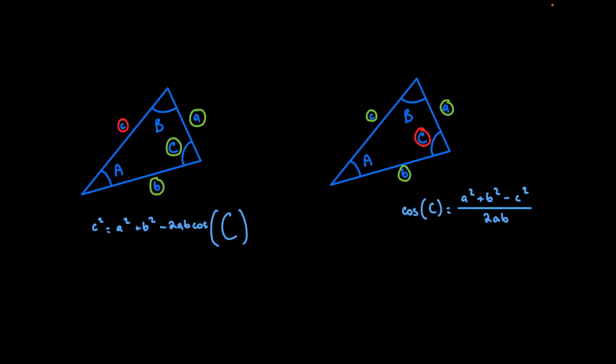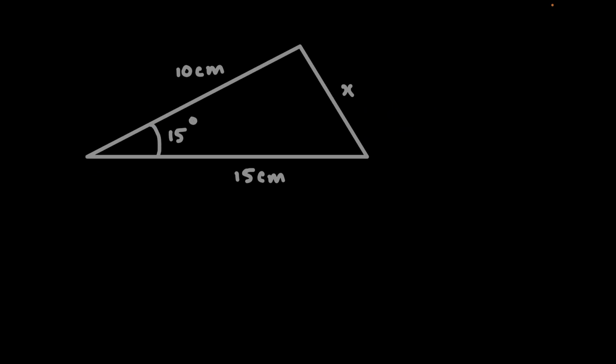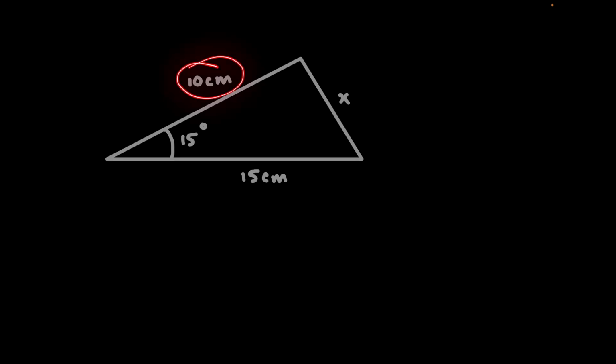So let's have a look at some questions. This is our first question. We have a triangle where two of the sides are 10 and 15 centimeters, and the angle in between is 15 degrees, and we would like to work out the opposite side. Can we use the cosine rule? Yes, we can. It was the first example in the two triangles in the examples that I gave before.